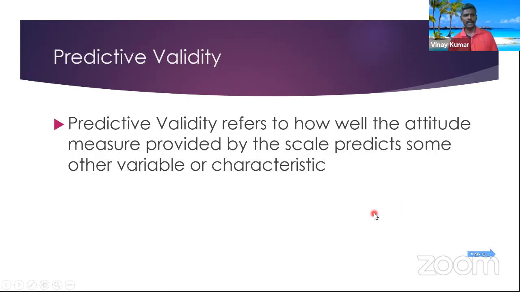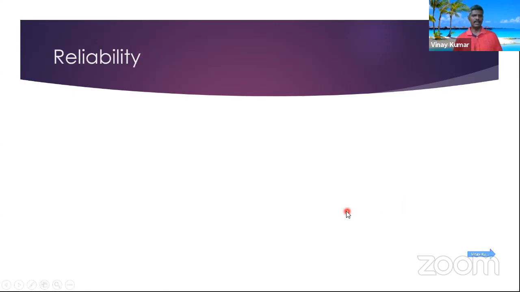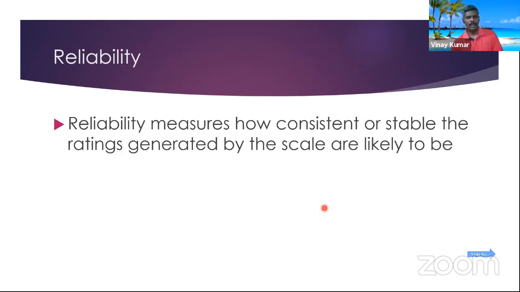So that is predictive validity. And the second important requisite of any good scale is reliability. Now, what is reliability? It shows the consistency of the scale, or the stability of the scale to measure the data. So reliability measures how consistent or stable the ratings generated by the scale are likely to be.